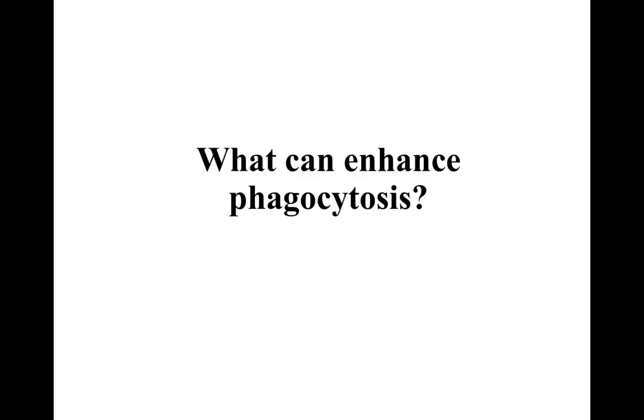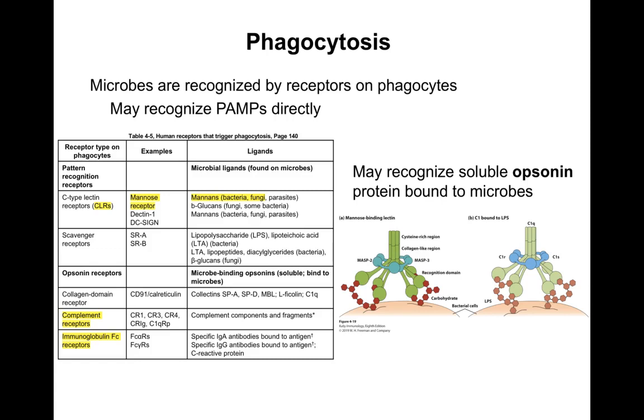What can enhance phagocytosis? There are a few receptors on the surface of our phagocytic cells that enhance phagocytosis if they are engaged. The C-type lectin receptors can enhance phagocytosis, as well as complement receptors. CR1 is one example that we'll look at later on.